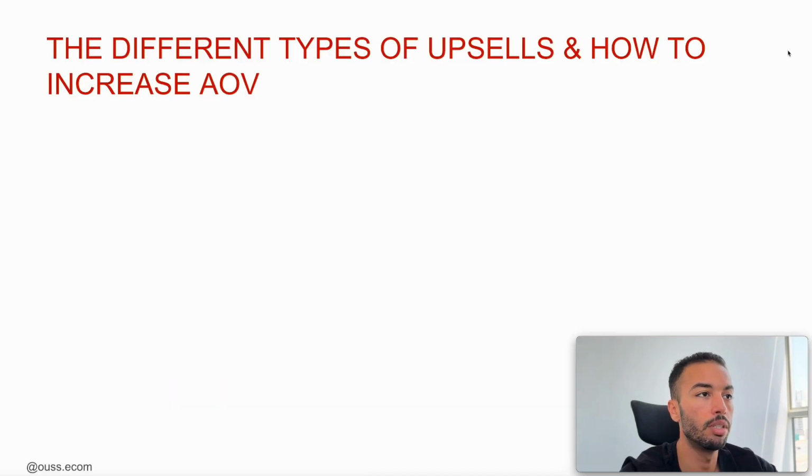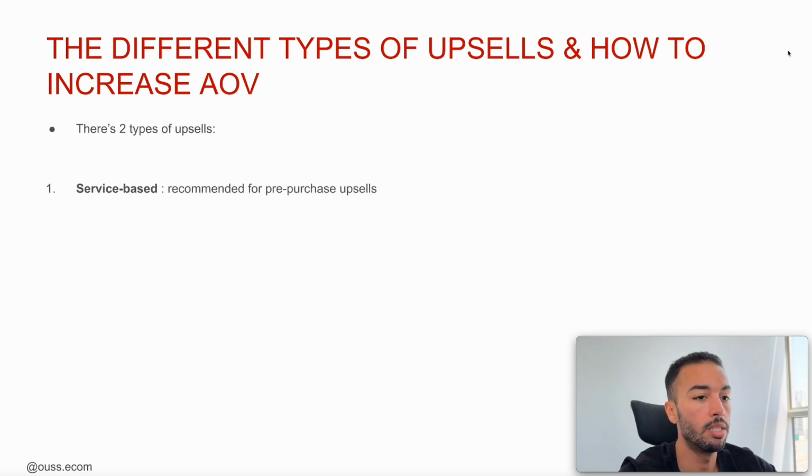Now I'm going to go over the different types of upsells and the different ways to increase your average order value. You have two types of upsells. You have a service-based upsell, which is recommended for pre-purchase upsells. Pre-purchase upsells are upsells that your customer is offered before checking out, before completing his order. Say your customer lands on the cart page after adding the product to his cart. He is then presented with a service-based upsell, such as a warranty extension, a priority fulfillment service, or shipping protection. All of these are service-based upsells which your customer can add during the checkout process.